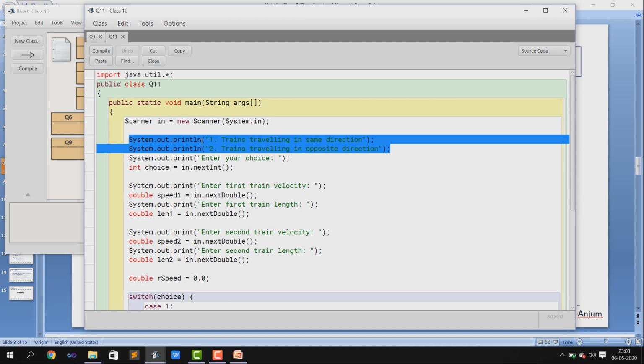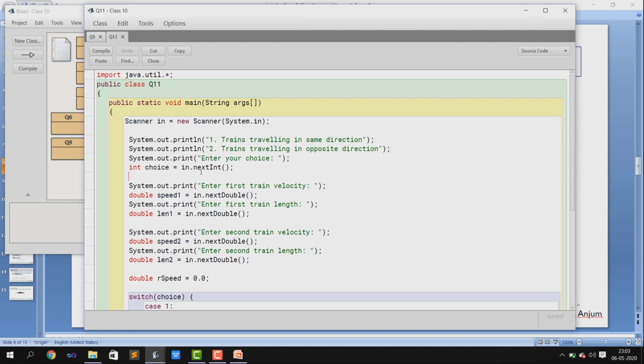The first one says enter 1 for trains traveling in the same direction, and the second one is for trains traveling in the opposite direction. Okay, so we have chosen the numbers 1 as well as 2. So two cases we are going to make, as well as one default case. Now the next line, System.out.println, "Enter your choice".